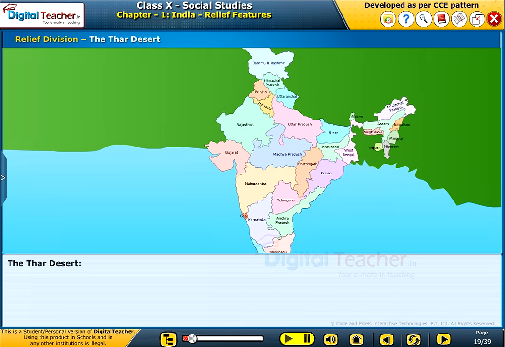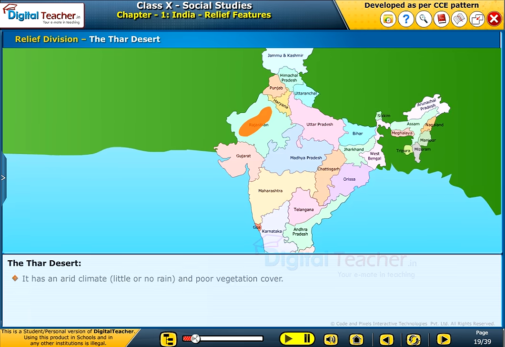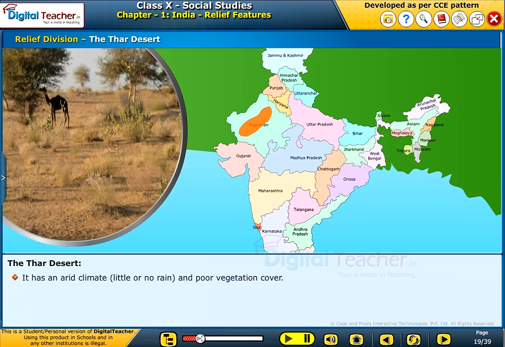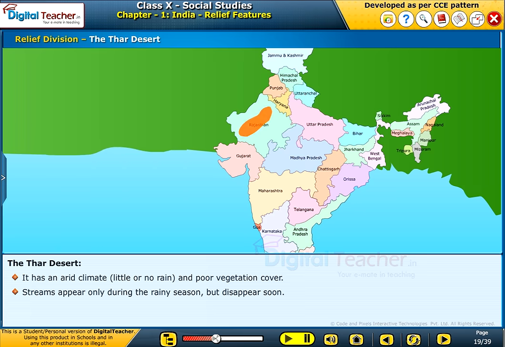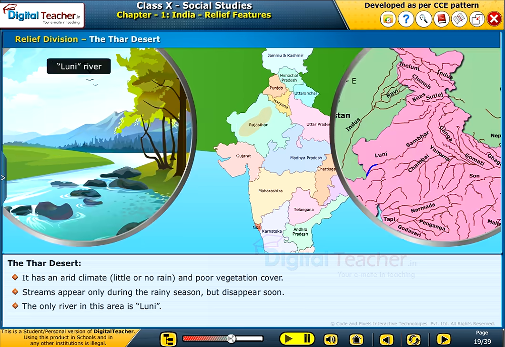It has an arid climate, little or no rain, and poor vegetation cover. Streams appear only during the rainy season but disappear soon. The only river in this area is Luni. The internal drainage rivers merge into lakes and do not reach the sea.